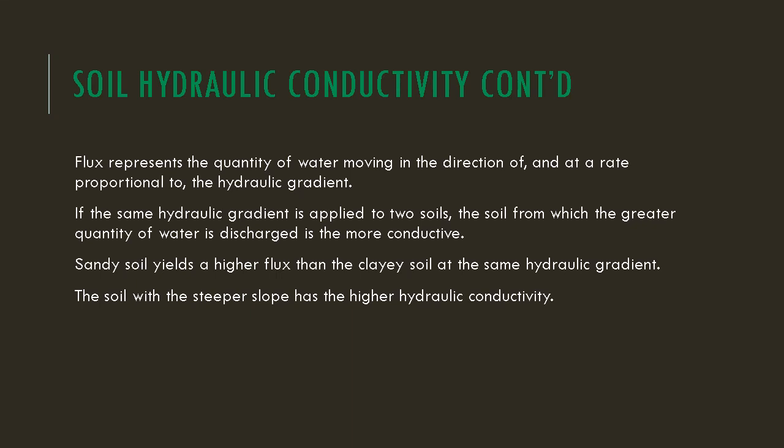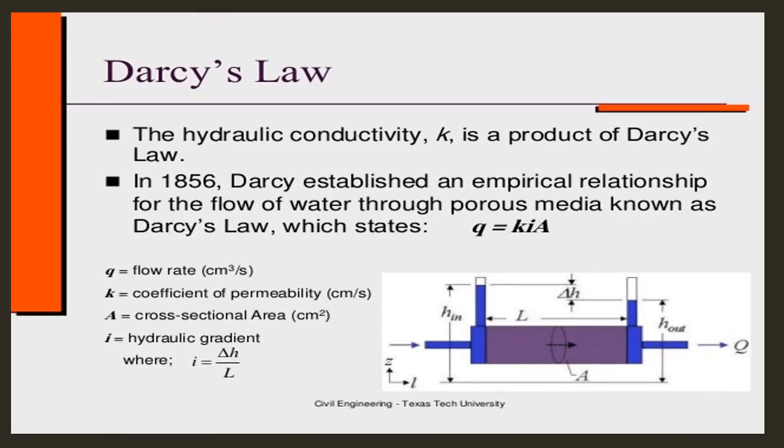The soil with a steeper slope therefore also has a higher hydraulic conductivity than a soil in a gentler slope. Solving Darcy's law for hydraulic conductivity, therefore, is J, which represents the hydraulic gradient, divided by I, the influx of water. Now, Darcy's law gives a diagram to explain the relationship for the flow of water through a porous medium, which states that K, which is the flow rate, is equal to a constant, the coefficient of permeability, I, which is the hydraulic gradient, and A, which is the cross-sectional area of the column through which the flow occurs.